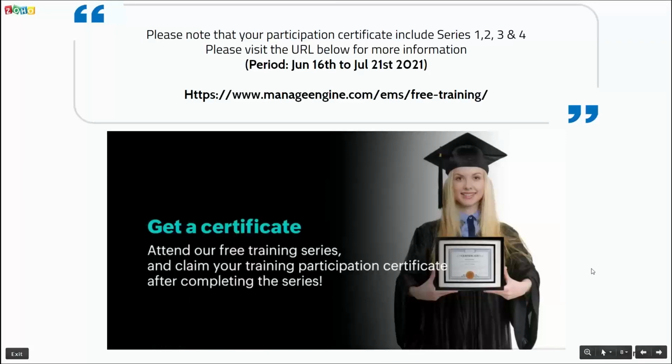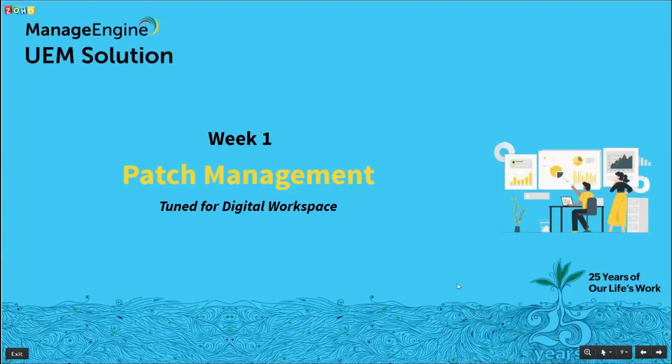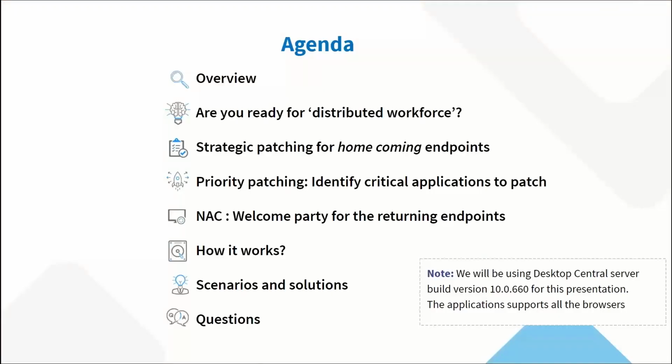Before we start the training, I would want to quickly take you through the agenda for the day. At first, we will be having an overview of what is patch management and its features, followed by its architecture in understanding how Desktop Central works. Following this, we will be discussing the effective ways in which you can manage endpoints which are distributed in various geographical locations. We will also be discussing the strategic planning in managing these endpoints and network access control. Concluding the session with most frequently asked questions with answers.